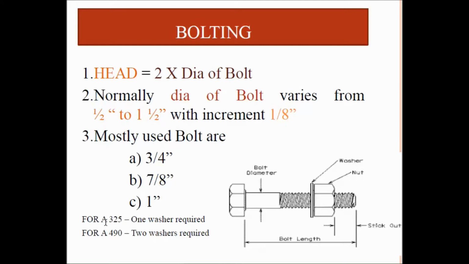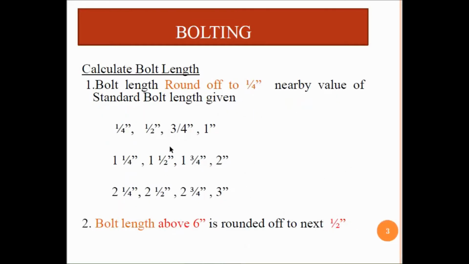Mostly we use a 3/4 inch bolt, a 7/8 inch bolt, or a 1 inch bolt. For example, if we are using a 325 grade bolt, we must use one washer, and if we are increasing the grade, that is a 490, we must use 2 washers. That is, one here and one before the connection. We're going to use 2 washers.